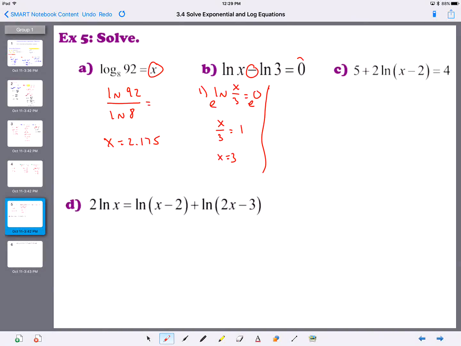The other way, because this is actually equal to 0 over here, you might have realized that you can actually add the natural log of 3 to the other side.